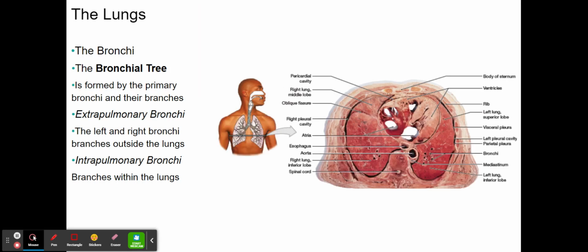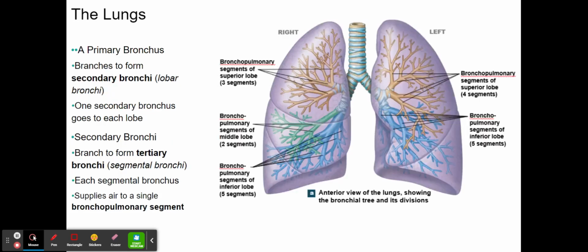The primary bronchi and their branches form the bronchial tree. Because the left and right primary bronchi are outside the lungs, they are called the extrapulmonary bronchi. As the primary bronchi enter the lungs, they divide to form smaller passageways. These branches within the lungs are collectively called the intrapulmonary bronchi.